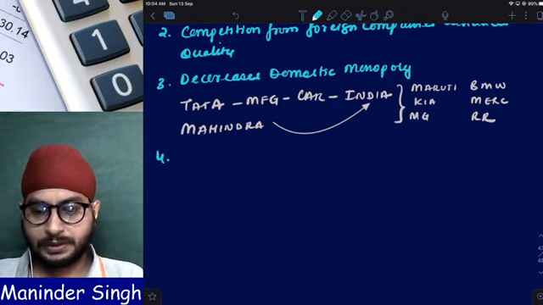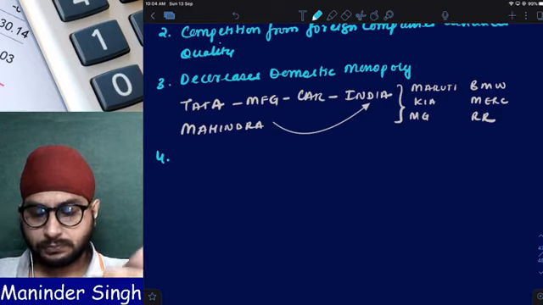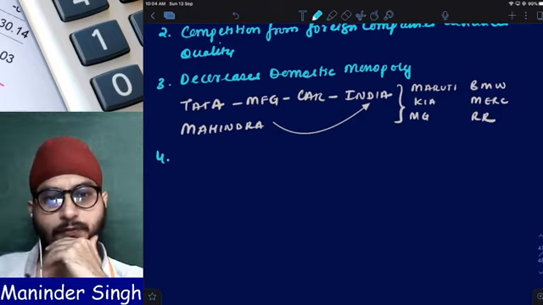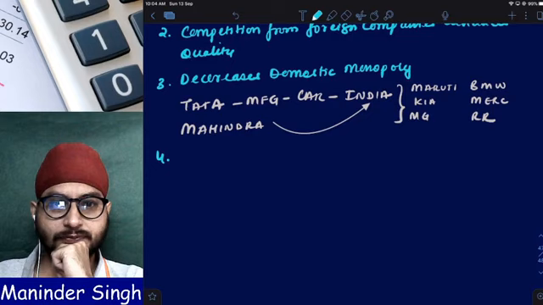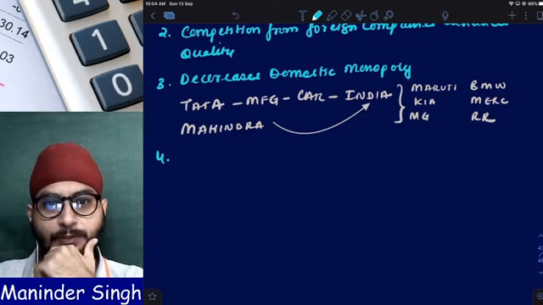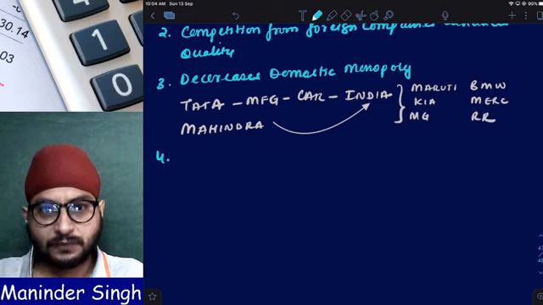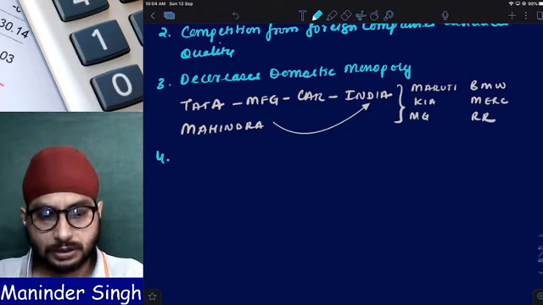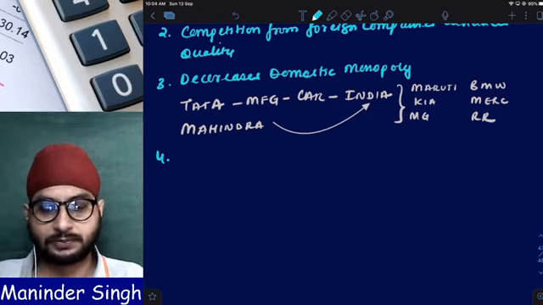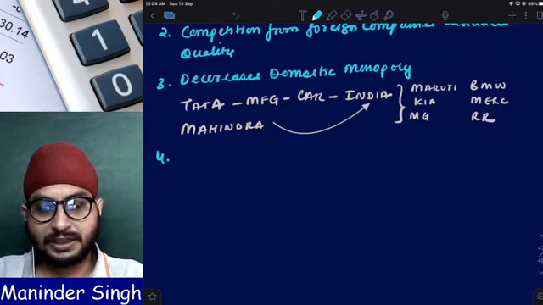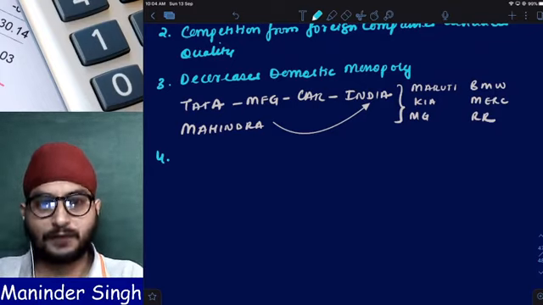Number 4. Tell me, when a foreign company comes to India, will it bring new technology or not? Now, can Indian domestic companies learn something from them? Can they learn something from a foreign technology or not? So can I say it helps in increasing manufacturing capabilities?